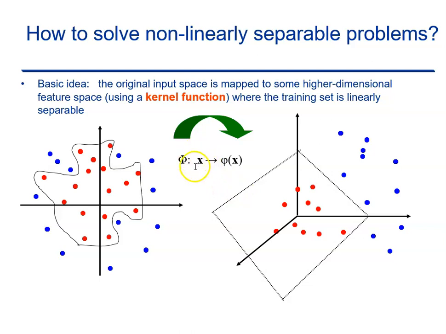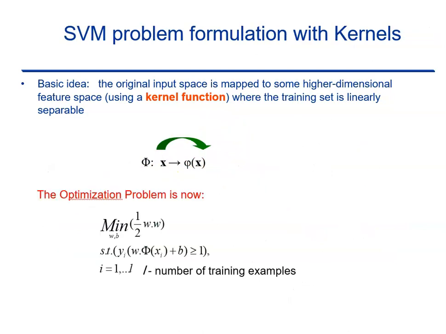So X will be transformed via a kernel function into this one, and the optimization problem will become this. So find the minimum for this value, right? So that this inequality is satisfied, where instead of X we have the kernel function here, right? So this would be the SVM problem formulation when you use kernel functions.